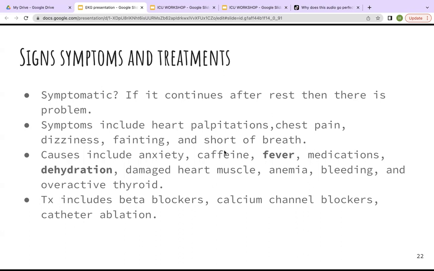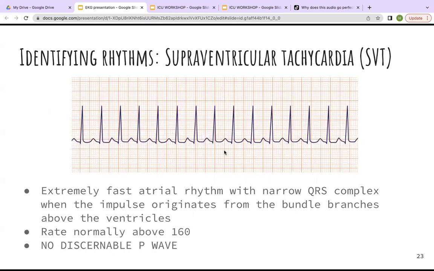With fever, if you treat the fever, treat the infection, it can resolve the tachycardia. Dehydration, you're going to replace fluids. Treatments for this are going to include beta blockers, calcium channel blockers, and a catheter ablation, which is when a physician goes in and essentially burns the overactive area that could be overstimulating the heart.